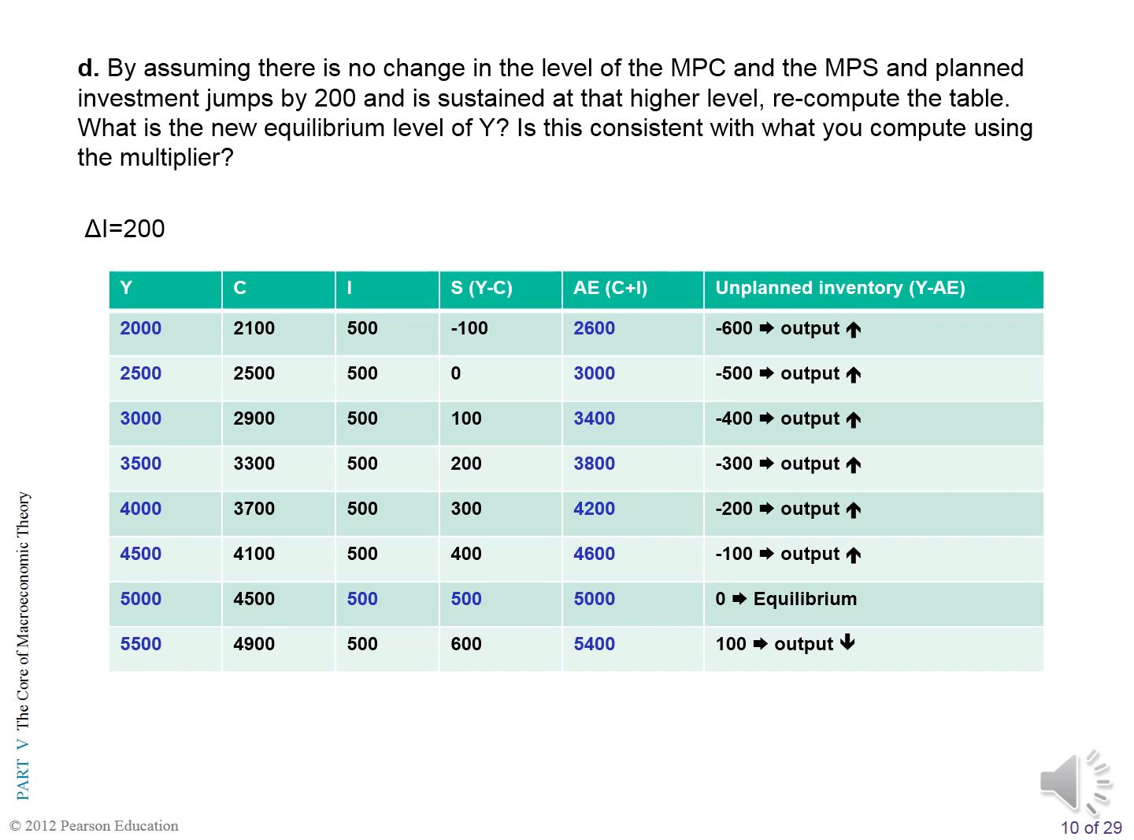Let's compare Y by aggregate expenditure to determine the new level of equilibrium. Indeed, it's 5000, as we calculated using the multiplier. Remember we calculated the multiplier as 5 times 200, which equals 1000. So the income, the aggregate output, increased from 4000 to 5000, an increase of 1000.